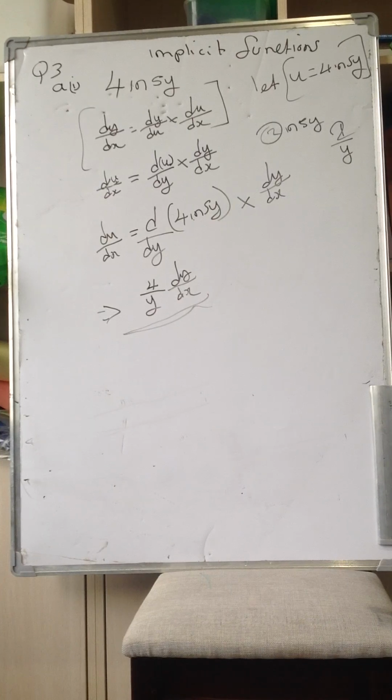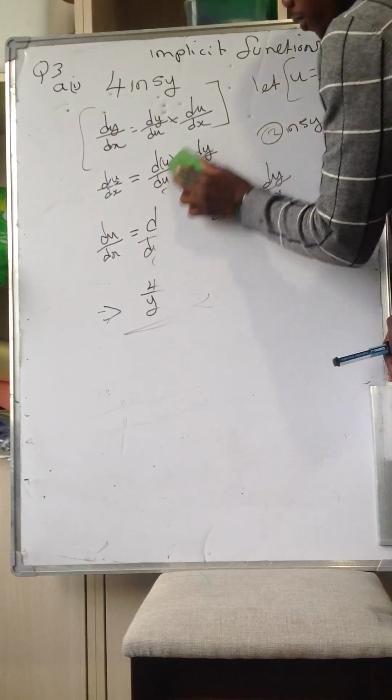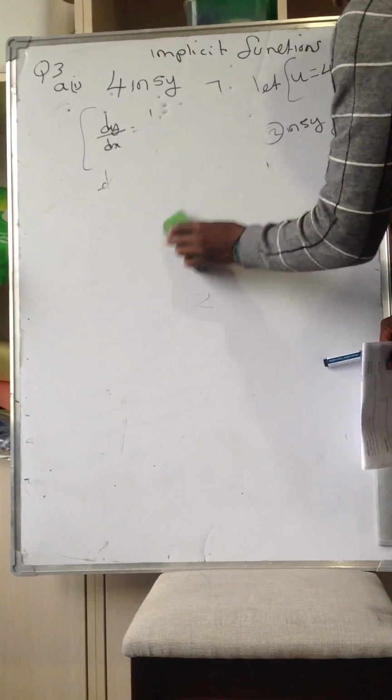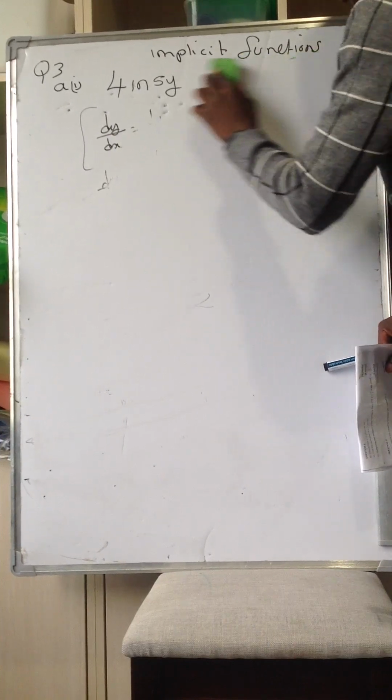Simple as that. So that's how we differentiate. Okay, it's simple. The implicit functions are simple, so you just have to follow. As long as you know how to differentiate, then everything's going to be simple for you. Let's move to the second question. Question 2.